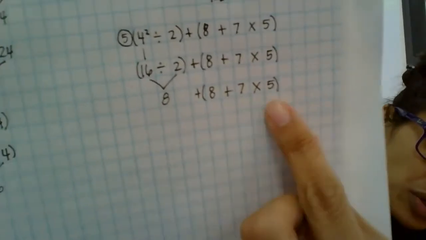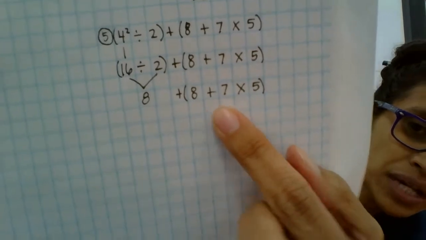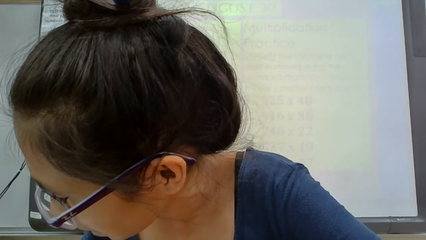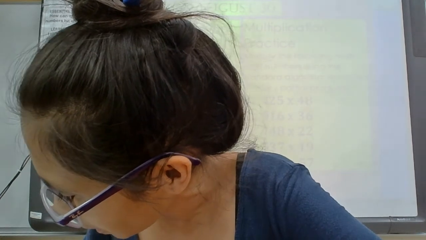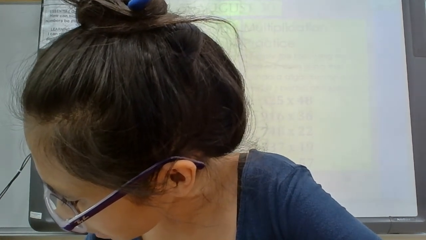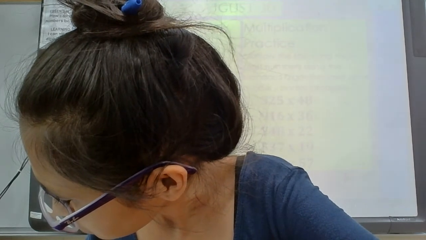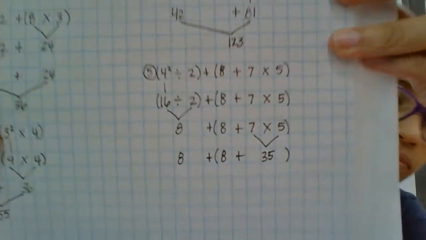All right, now we're going to do the other parentheses. What do we do first? Do we add or multiply first? We need to multiply first. 7 times 5 is 35. Bring everything down. Just like that. Then we need to do 8 plus 35.